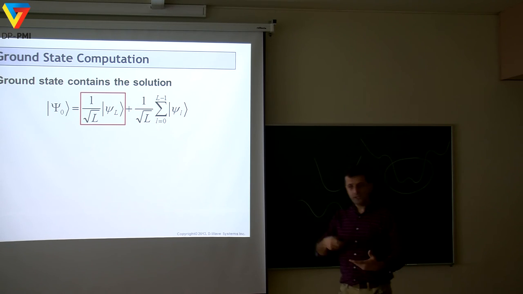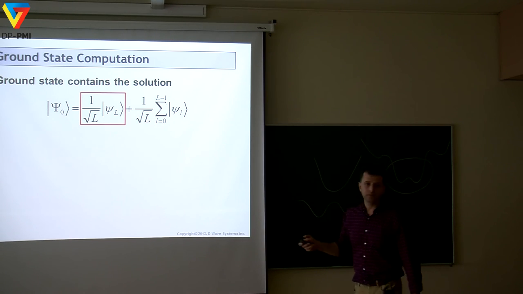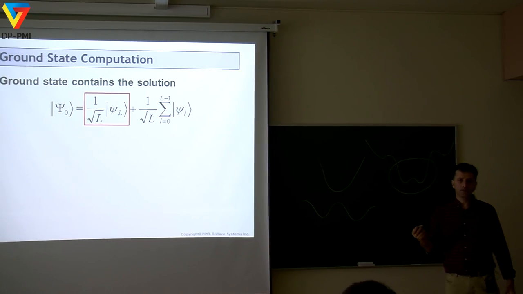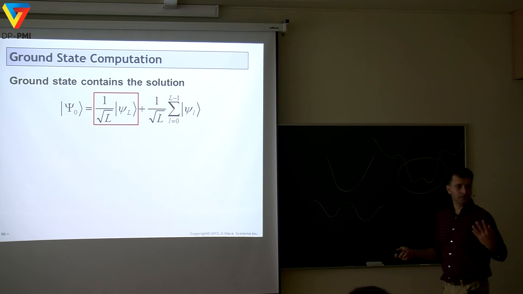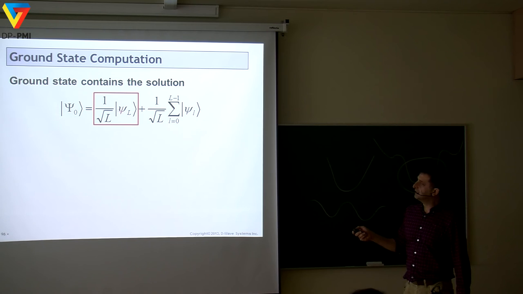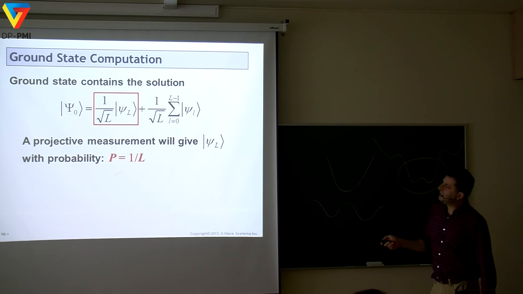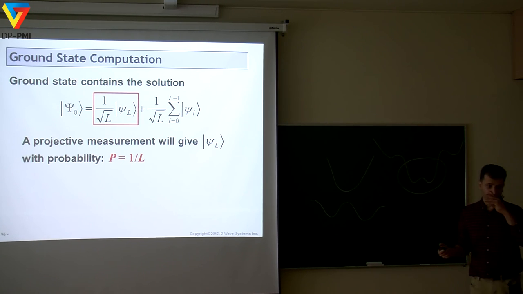Previously, I wanted to get to the ground state with highest fidelity, but here I only need a term inside the ground state that gives me the solution. As long as this amplitude is polynomial, I can repeat the experiment many times. By measuring, with probability 1 over L, I can find psi L, which is the solution to the problem I want.